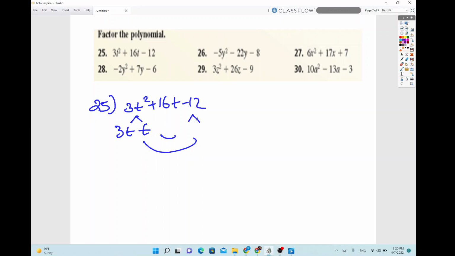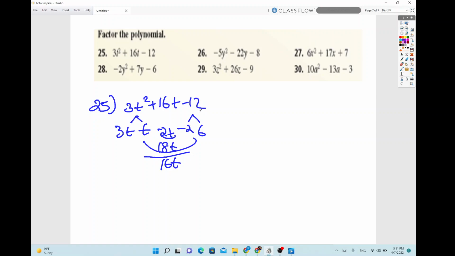For negative 12, there are so many combinations. It could be negative 4, positive 3. It could be negative 6, positive 2. Okay, so let's try positive 6 and negative 2, positive 6. The reason is that we want to end up with a bigger positive number for the sum. So t times negative 2 is negative 2t. 3t times 6 is 18t. And then 18t plus negative 2t is exactly 16t. You guys see that?